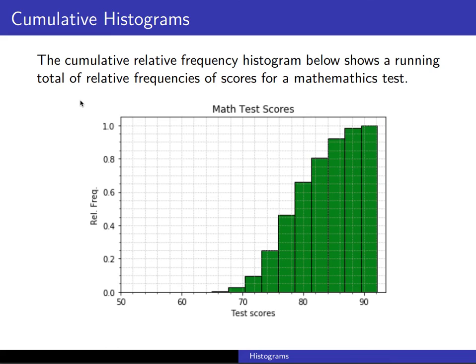We also have what are known as cumulative histograms, where we can look at cumulative frequency or cumulative relative frequency. Here is an example of a cumulative relative frequency histogram, which shows a running total of relative frequencies of scores for a mathematics test. Our first values are in the 60s here. We had a low percentage of students get a score here, and then the next one is going to add to the previous one. So for instance, this rectangle here is going to be the cutoff for the previous rectangle plus this additional height. It just keeps building up and building up.